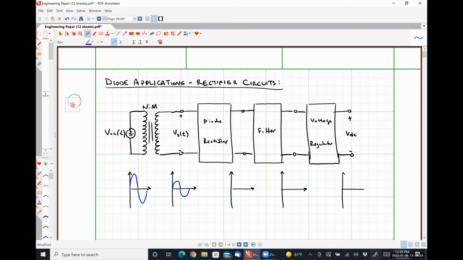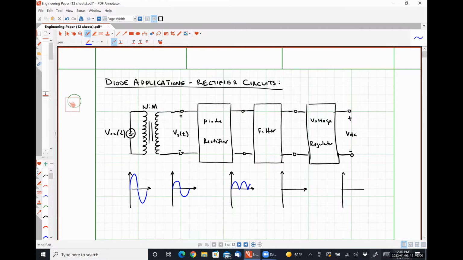Our rectifier circuit is then going to do something like this, okay? Depending on the type of circuit, it might not be exactly like this, but effectively it's going to take all of our negative half cycles of our input signal and either throw them away or convert them to a positive half cycle.